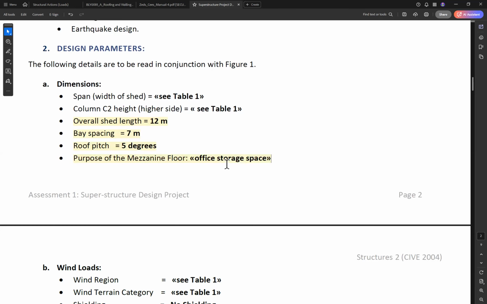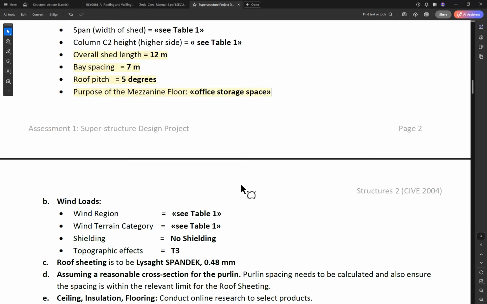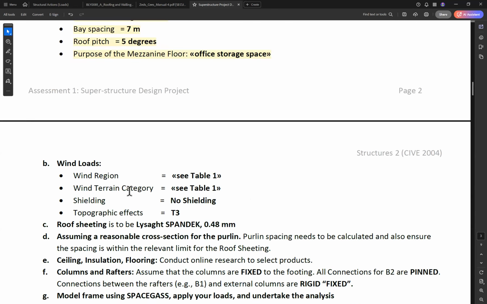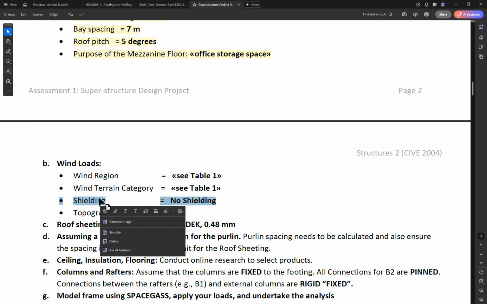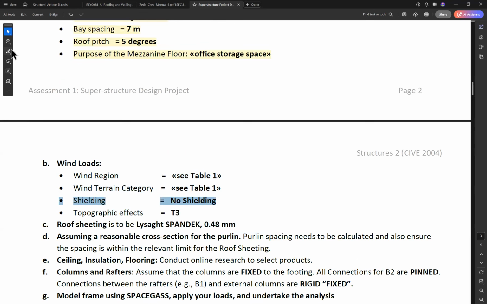So office storage space from 1170.1, similar to what we have done today. For wind, the wind region is given in table 1. The wind terrain category is given in table 1. The shielding for all the groups will be no shielding, and the topographic effect will be the same for all groups, which is T3.